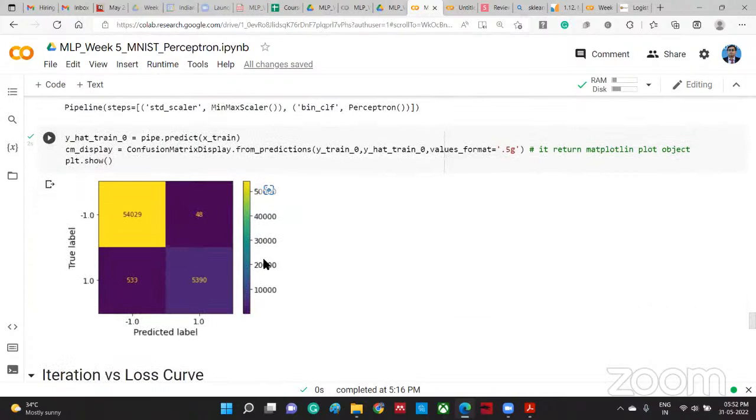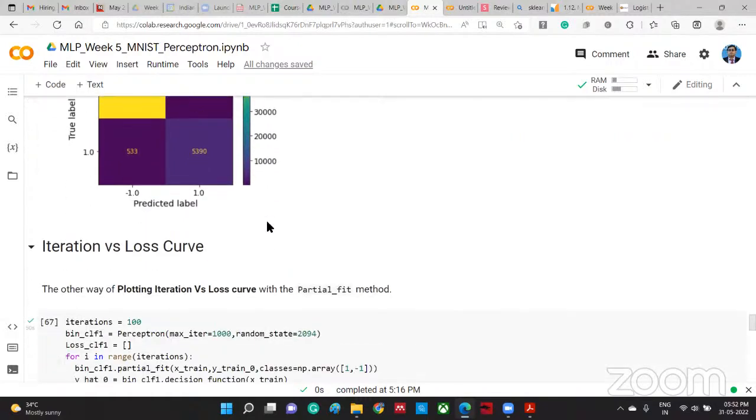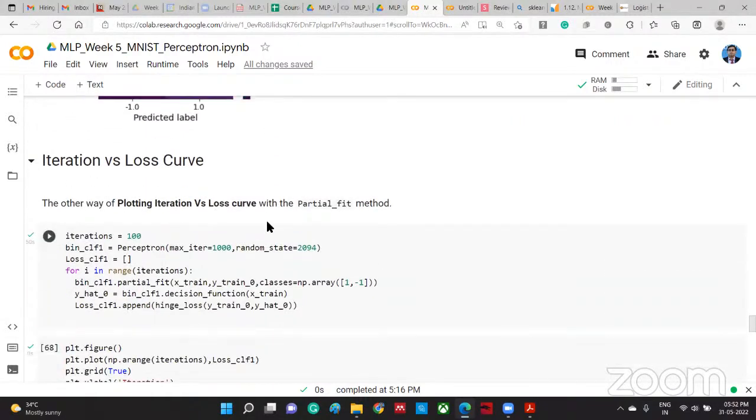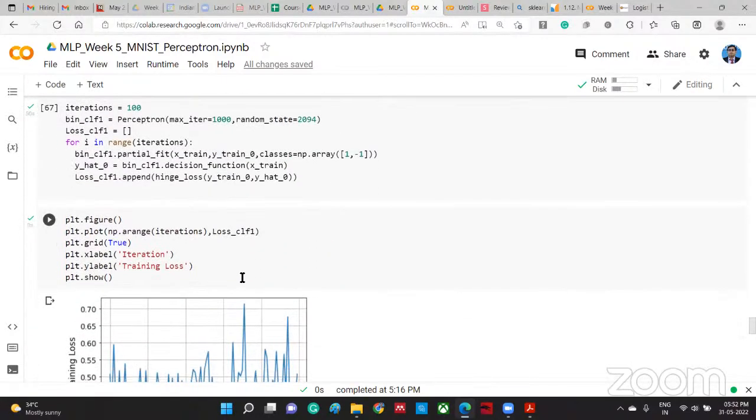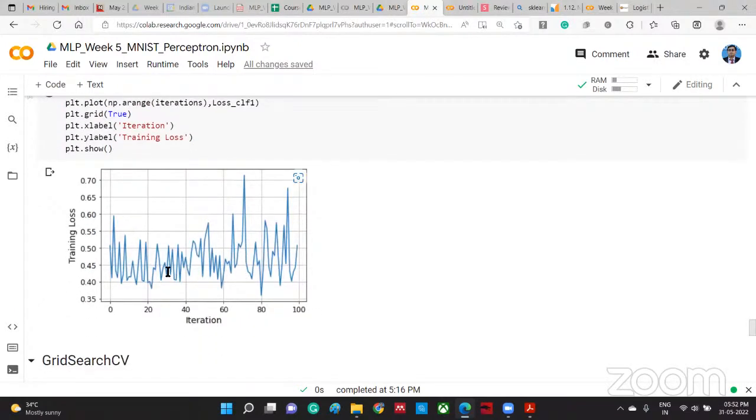Again, for binary classification we have done the same thing, and we have done the iteration versus loss curve with the partial fit method. As it is quite a big data set, we have used partial fit, right? So you can see how it is done. It is the bin underscore CLF1 dot partial fit, and then we put X train, Y train, and the classes. Then we calculate the iteration versus the training loss which we face in each iteration.